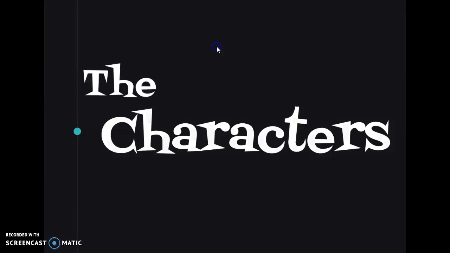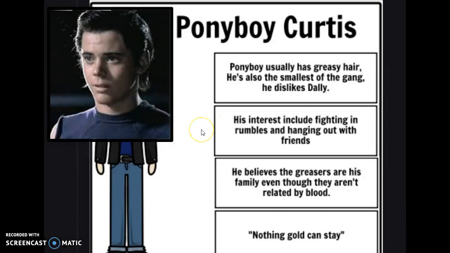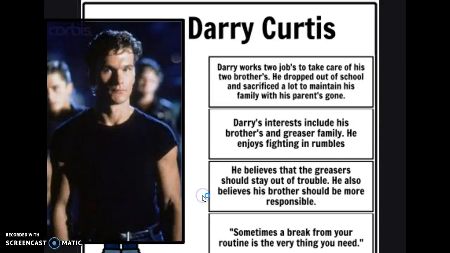Some of the characters. Alright, so Ponyboy Curtis is the third youngest of three brothers. He's our main character and also our narrator. He actually does not like fighting and mumbles. I don't know, that must be a typo in here. But he does like hanging out with his friends and believes that the Greaser group is his family, even though they're not related by blood. We're going to be talking a lot about Ponyboy because he's our narrator, so we'll just leave it there and get introduced to him as we go.